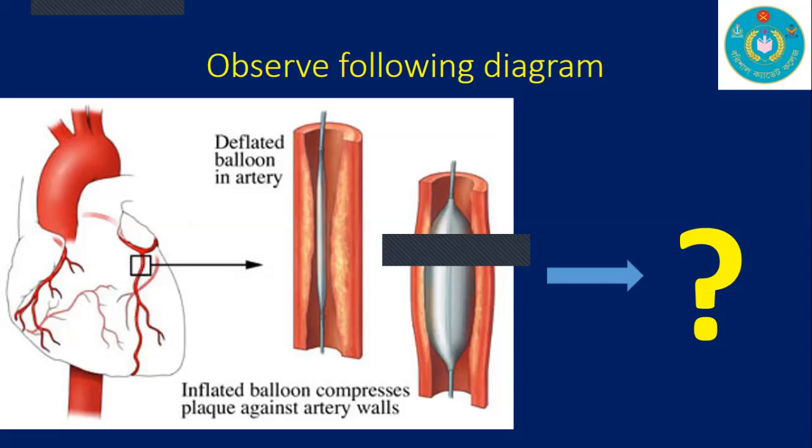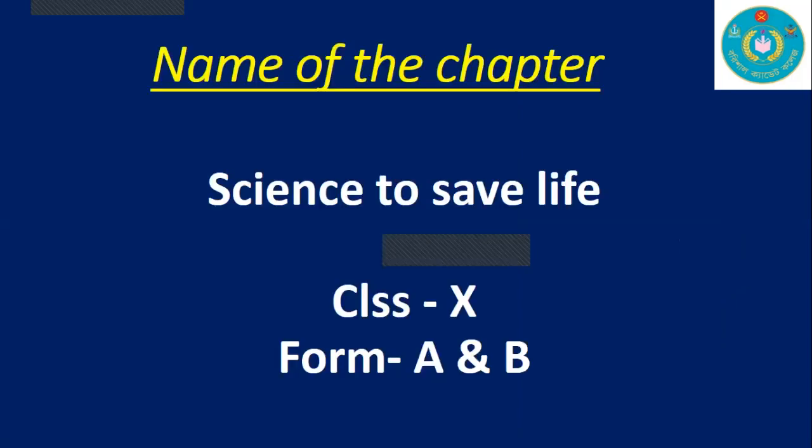Okay, now think what you have observed in this diagram. By observing this diagram, we can guess the name of the chapter. Actually, you know the name of the chapter. This is Science to Save Life, and previously we have done one class regarding this chapter. This is our second lecture based on this chapter.